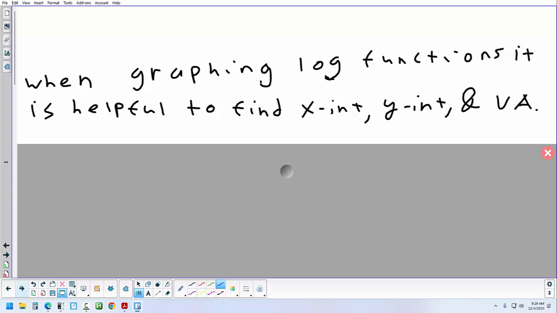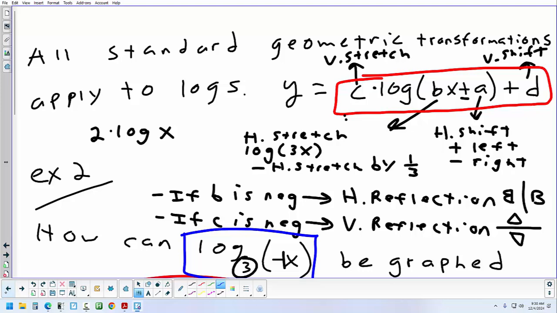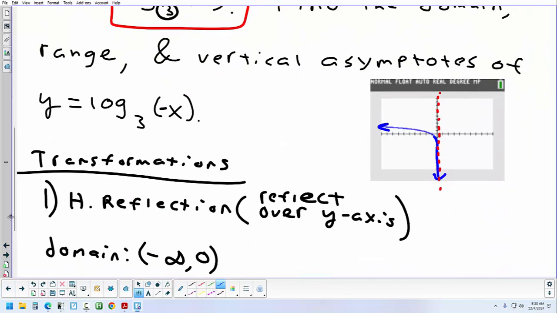Because remember, logs go up and down forever, and you never lift your pencil to draw them. So you are going to cross the x-axis somewhere, but maybe not the y. Okay. An example where you would not cross the y, right there. In that graph, you never cross the y-axis.